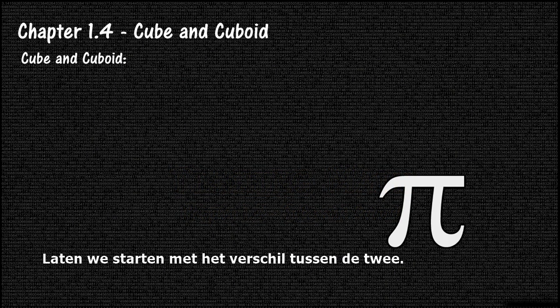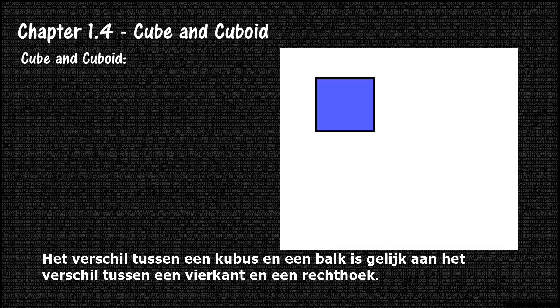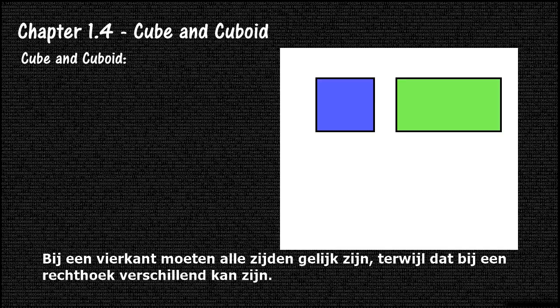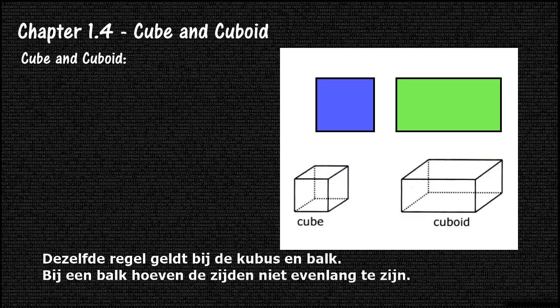Let's start with the difference between the two. The difference between a cube and a cuboid is the same as with a square and a rectangle. With a square, all sides have to be of equal length, while a rectangle's sides can be different. The same rule applies to a cube and a cuboid. With a cuboid, the sides don't have to be of equal length.